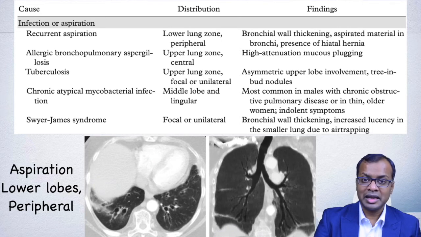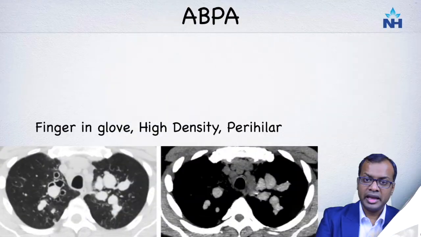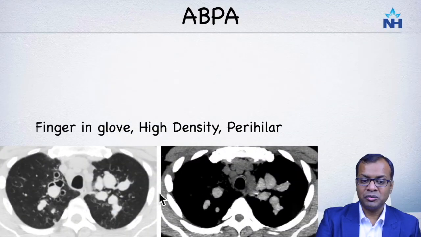This is one example of a recurrent aspiration where you can see the pathology is predominantly in the lower lobes and along the posterior basal segment of the lower lobes in a patient who's got recurrent aspirations. ABPA classically involves bronchiectatic segments in the perihilar distribution in the upper and mid zones.